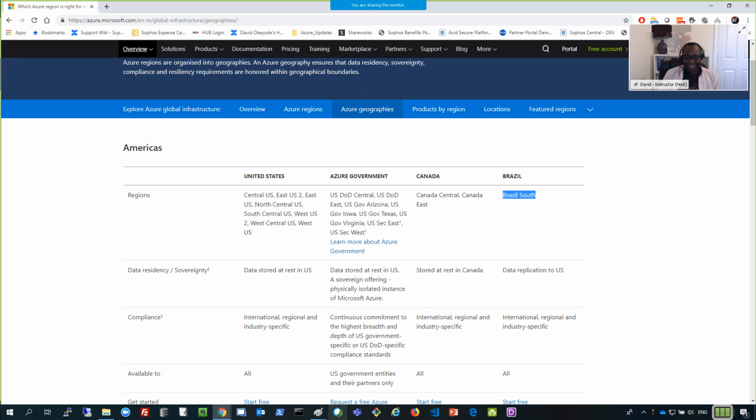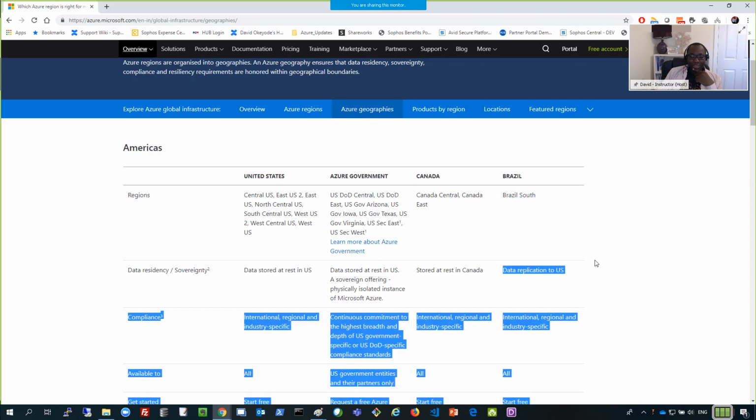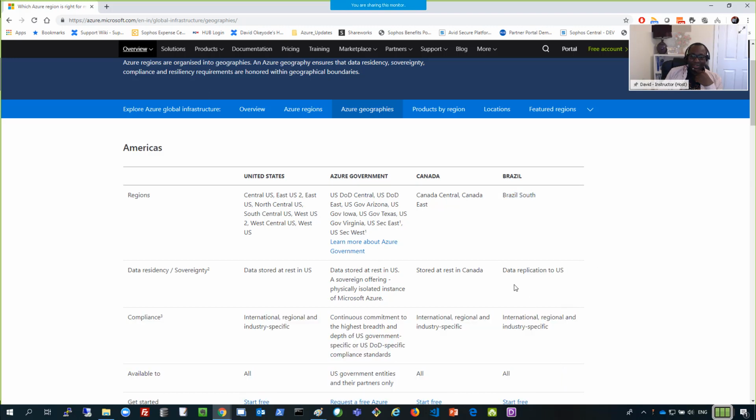That's the only exception to that. Brazil currently only has one region, Brazil South, in the geography, which is the data residency and compliance boundary. So when they're doing the region pair, unfortunately they replicate to the US. So if anybody's deploying there, they've got to be okay with their data being replicated to the US. But that's the only exception for now.